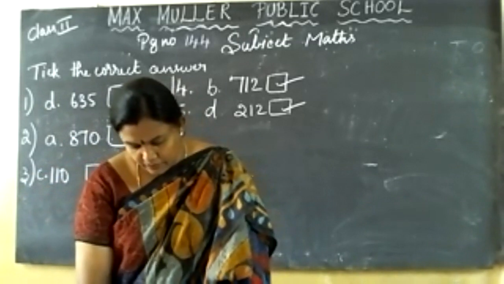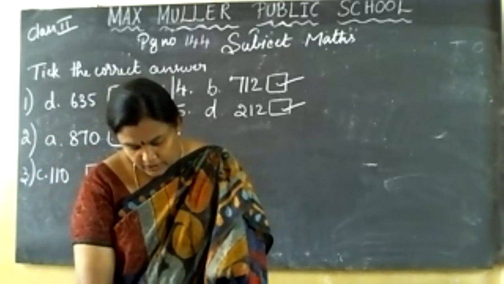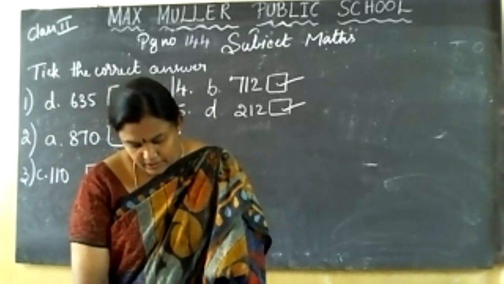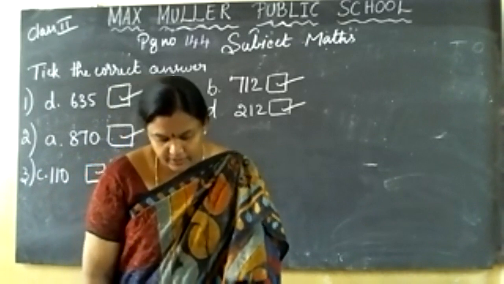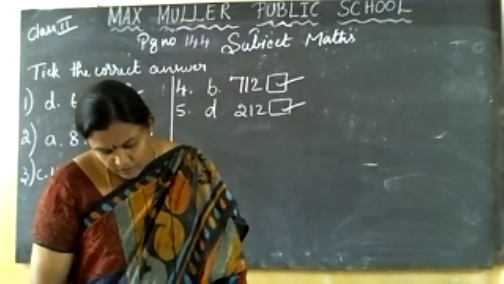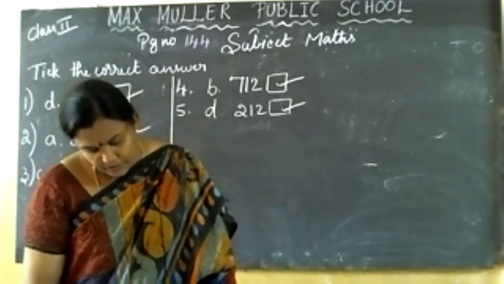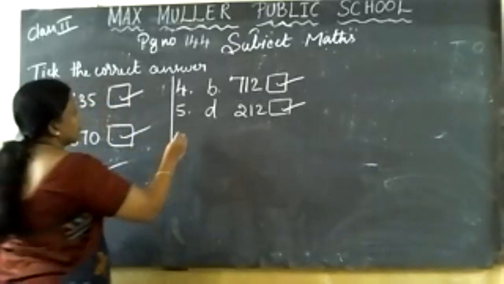Soup bowls on the shelf of a shop. Hadi put an equal number of bowls on the shelf. How many soup bowls are there now? 27 and 27, if we add, we will get 54. So 54 is the correct answer. You tick 54, children. Sixth one.